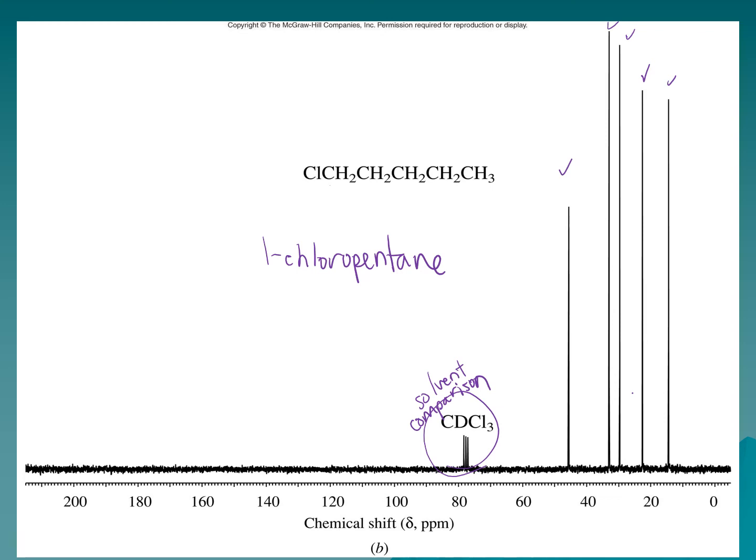Okay, so this carbon has its electrons being pulled towards chlorine. So this is going to be 1, and it's going to be this peak, which is shifted downfield. Okay, this is 2, carbon 3 is right here, carbon 4 is right here, carbon 5 is right here. Okay, so there's 5 peaks, 5 carbons.